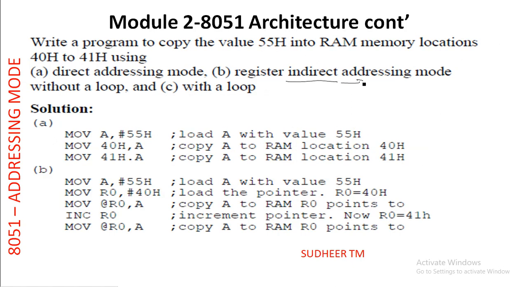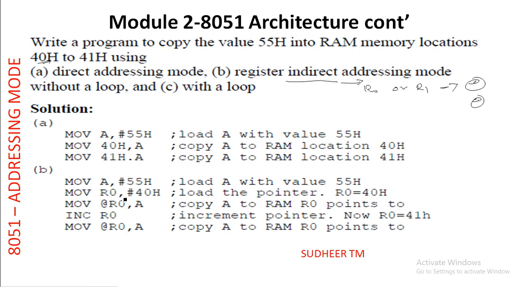What is register indirect addressing mode? In register indirect addressing mode the address is in either R0 or R1, and we need to use the at sign. Understood? That is what register indirect is. So MOV A, #55. The immediate data is copied to the accumulator. MOV R0, #40. See, R0 comma 40. The address is in the register R0. Why R0 here? Either R0 or R1 is supported. So we loaded R0 with 40.